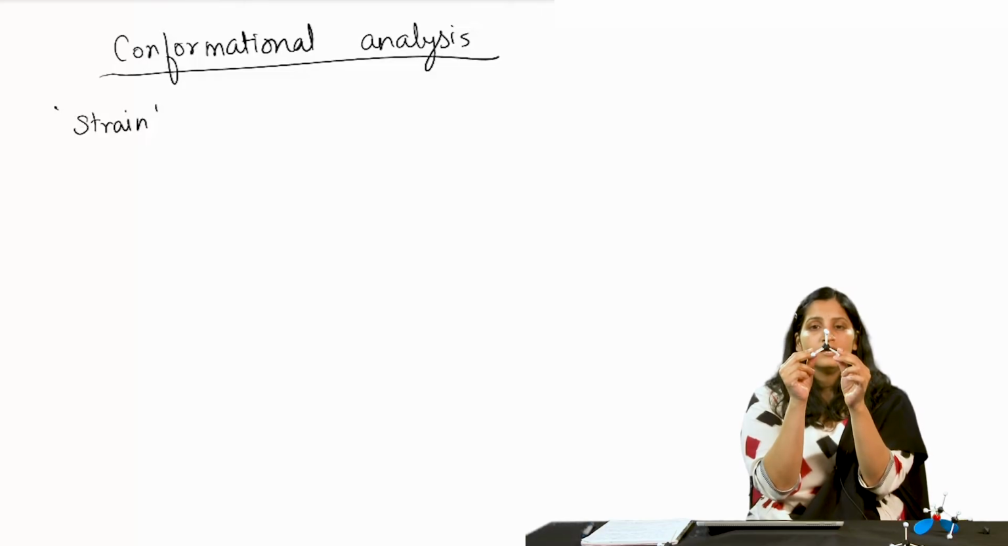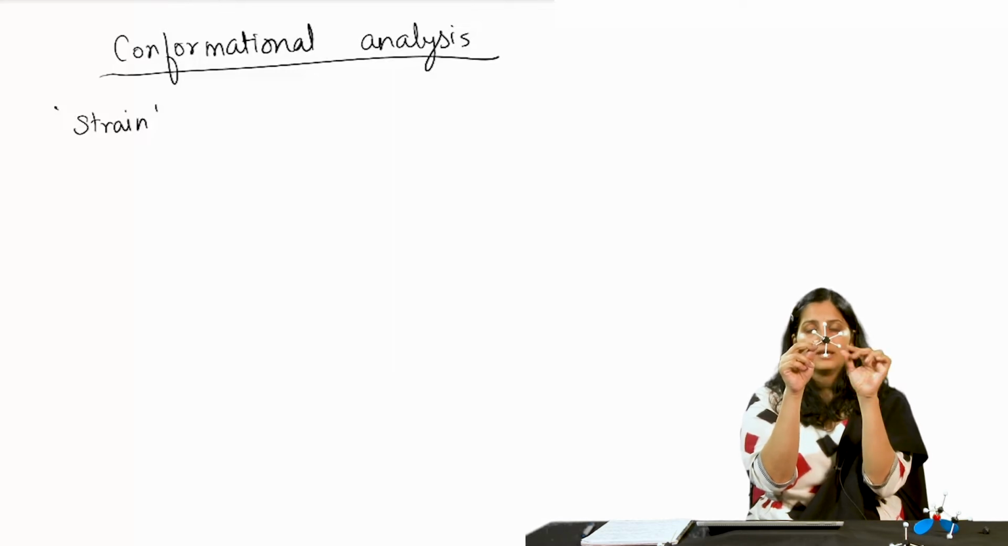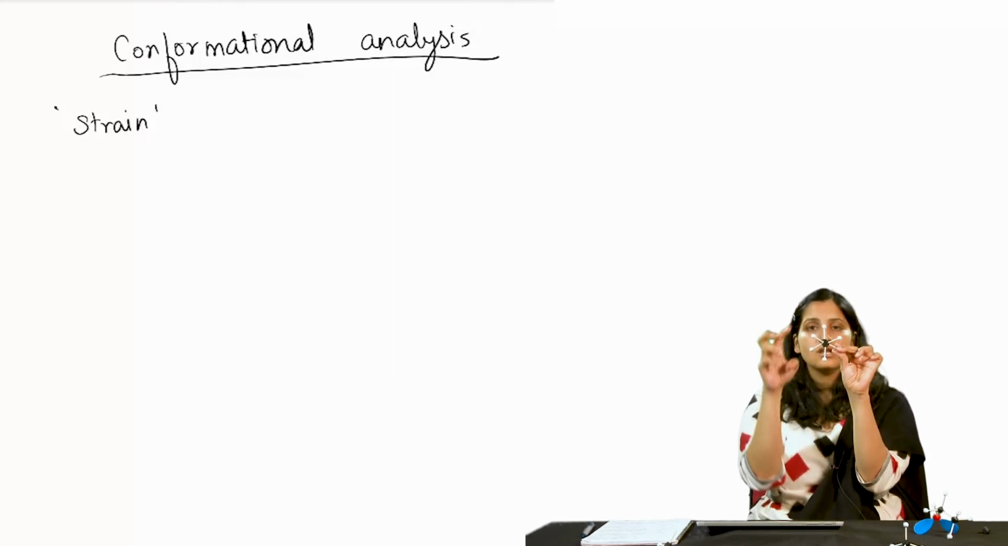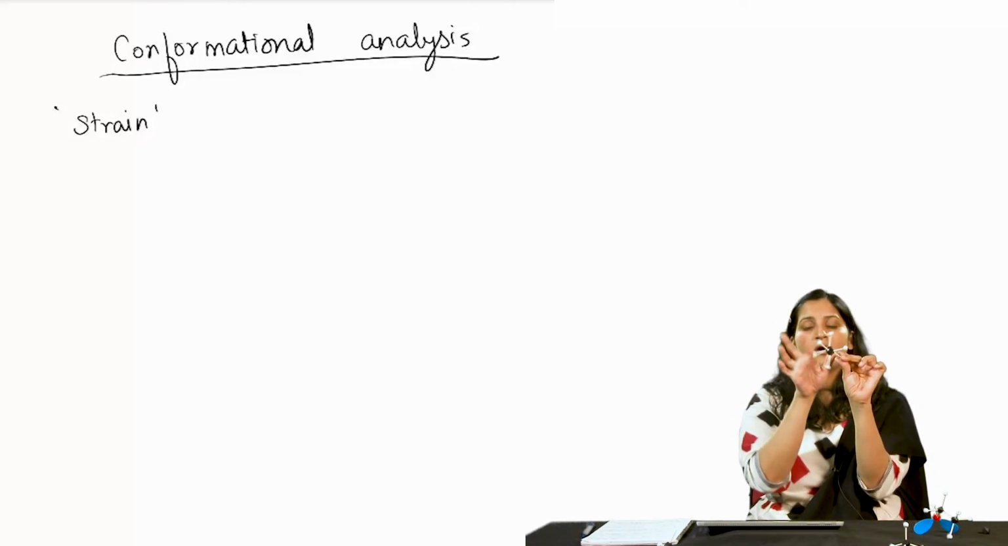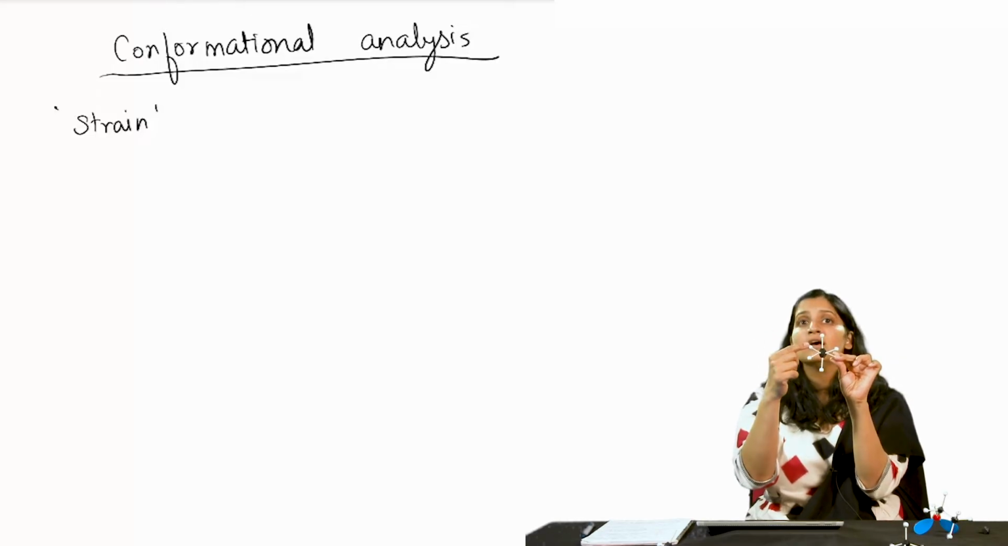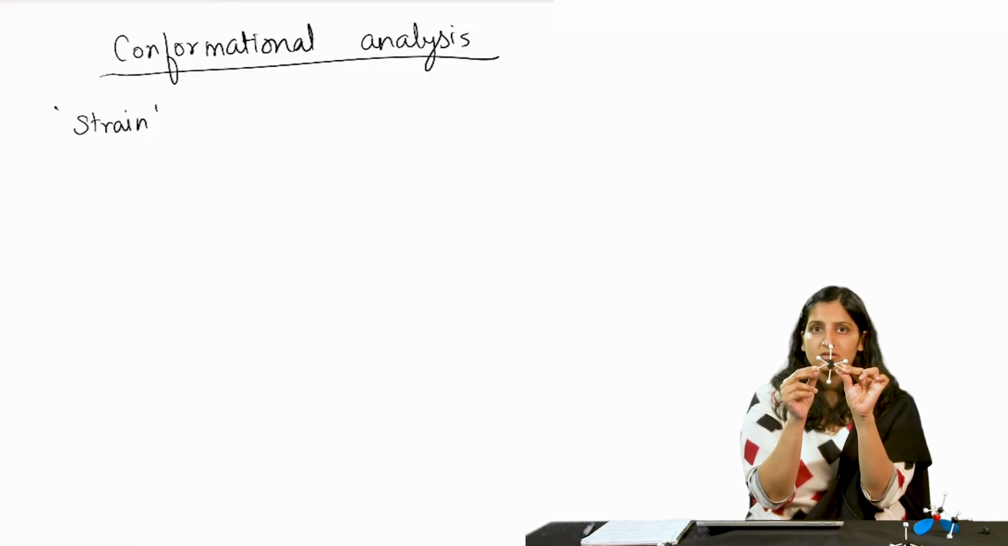Now, if I rotate this front carbon, keeping the back carbon the same, what do I give rise to? I give rise to a different conformation such that now these bonds are farthest apart from each other, such that the bond angle between this and this is now 60 degrees. So, this particular conformation is called a staggered conformation.